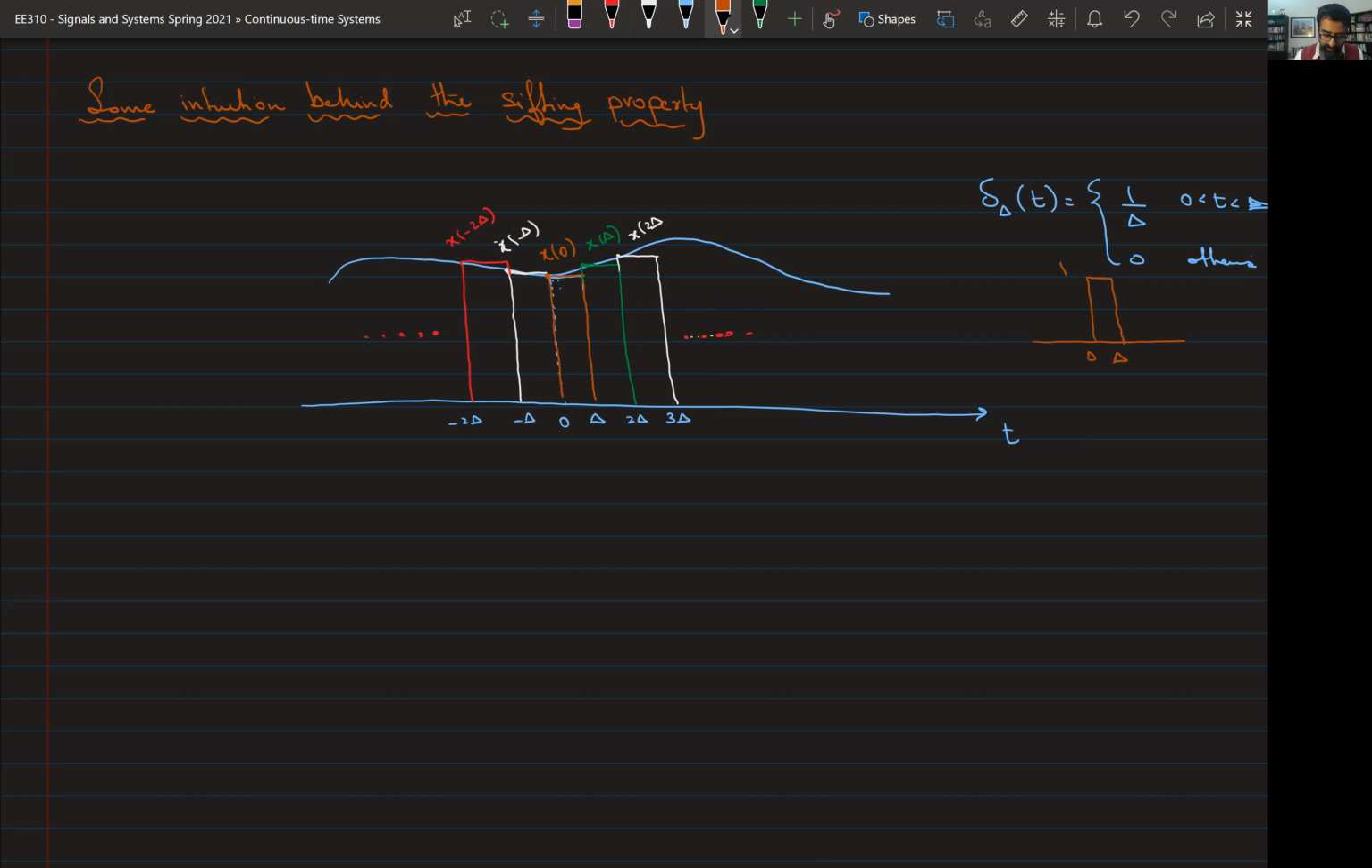Now, given all of this, can I come up with an approximation to x of t? How do I represent the staircase approximation? The staircase approximation is actually nothing but a superposition of these boxes, which are time shifted and scaled by some constants. So let me ask you this: what does this brown box, if I were to write it mathematically in terms of the approximate deltas, what would this be equal to?